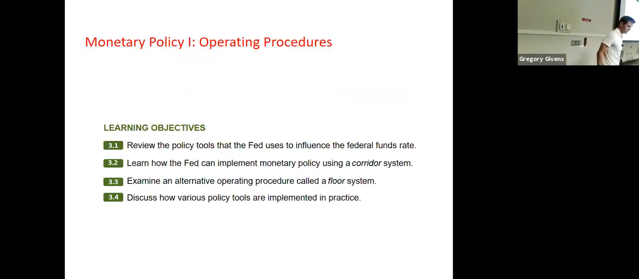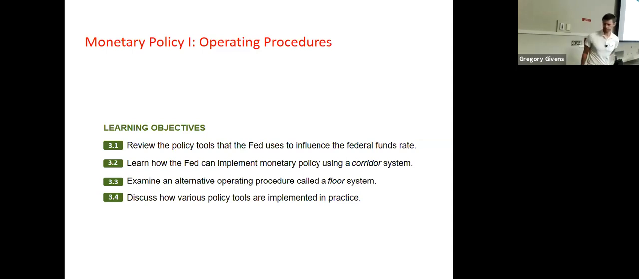Okay, folks. Today we are moving into a new topic called Monetary Policy Part 1, which I'm just going to label as Operating Procedures. Next week, we will move on to the second part of this series called Implementation Challenges. I'll get into all of that later on, though.